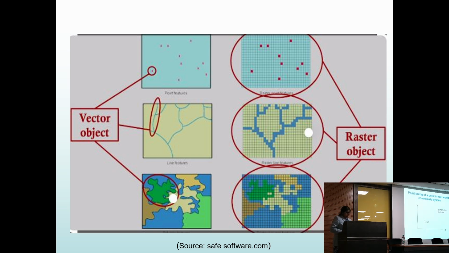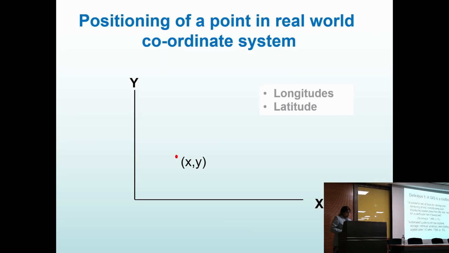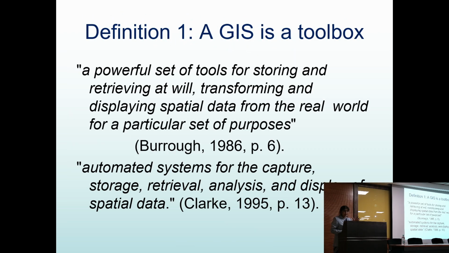This we have already discussed. Now the exact technical definition. Basically, GIS is a computer based system which is used to solve real world problems when the nature of the problem is spatial. The exact bookish definition is given by Peter A. Burrough, who is also the author of the first GIS book, Principles of Geographic Information Systems. As per Peter A. Burrough, GIS is a powerful set of tools for storing and retrieving at will, transforming and displaying spatial data from the real world for a particular set of purposes.